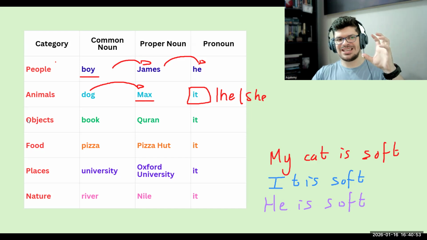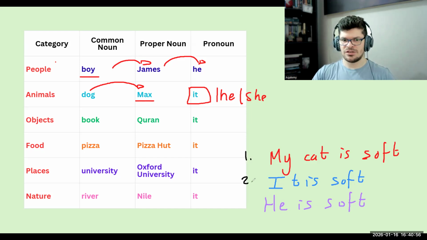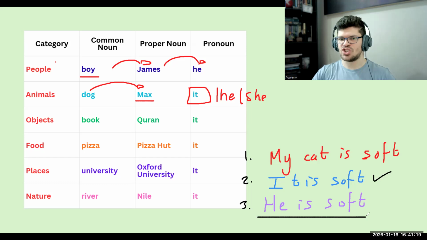For these three different sentences, 1, 2, and 3, we still talk about cat. Our focus is cat. In most situations, when you write a test or essay, it is better to use it. But with communication with your friends or family, they will use he or she for animal. It is okay. We accept. I hope you understand.